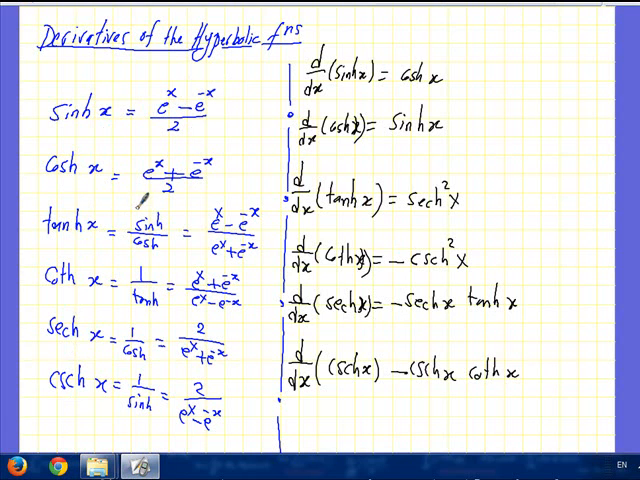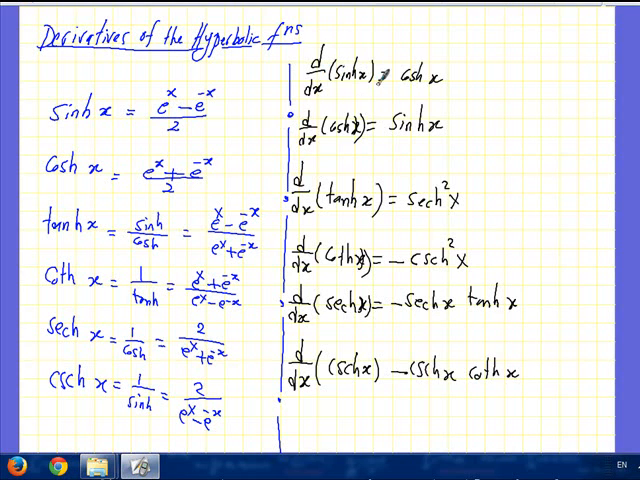Cosh x will be e to the power x plus e to the power negative x, divided by 2. Tanh x means sinh x over cosh x. Coth x means 1 over tanh x. Sech means 1 over cosh. Cosech means 1 over sinh. We are now interested in the derivatives.